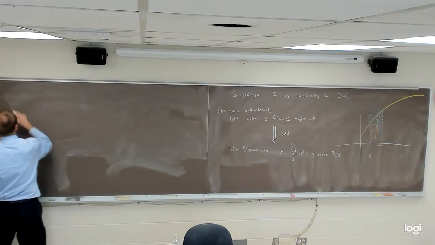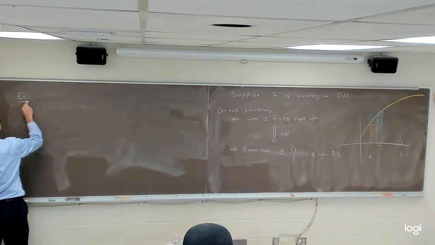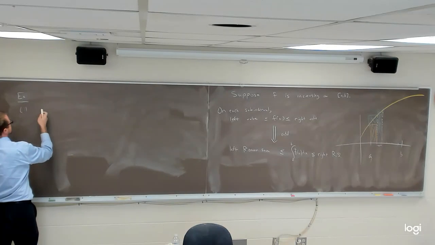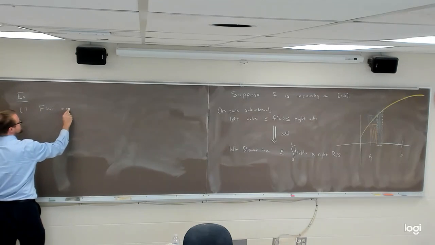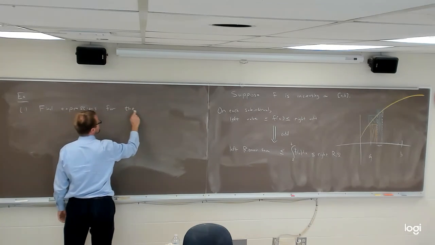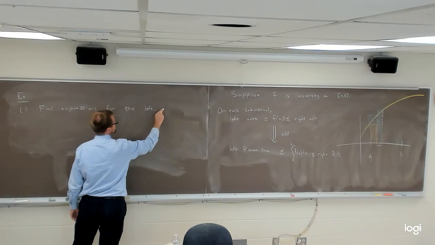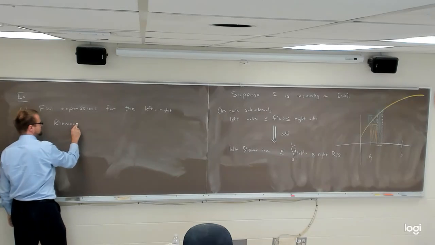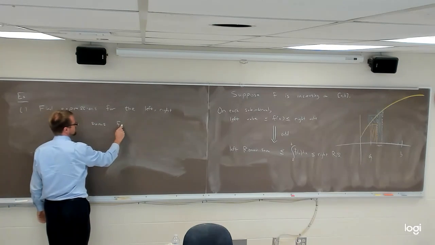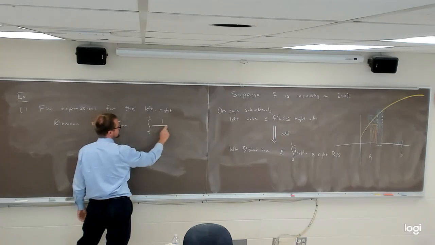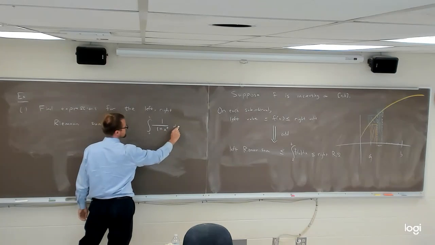All right, so let's do an example. Find expressions for the left and right Riemann sums for the integral from 0 to 1 of 1 over 1 plus x to the 4th dx.